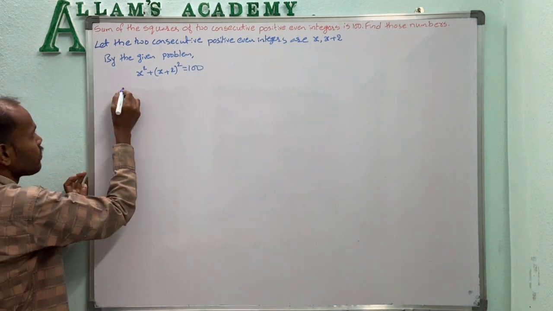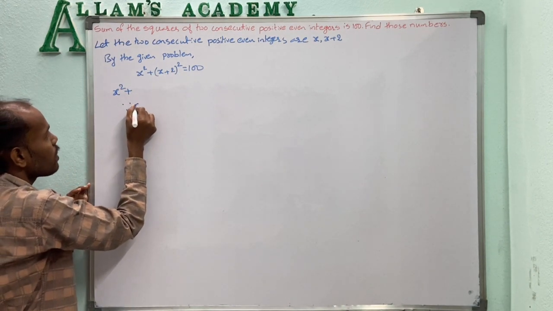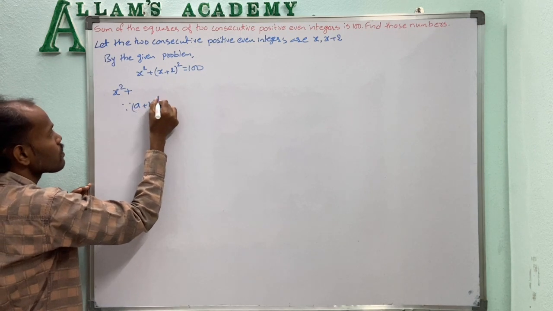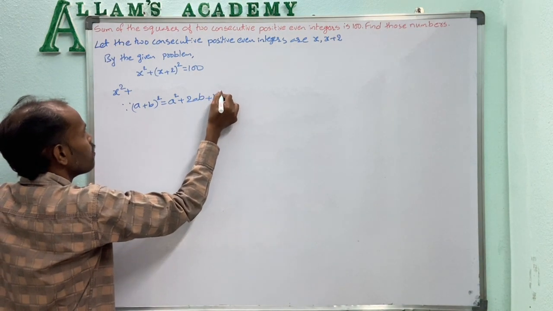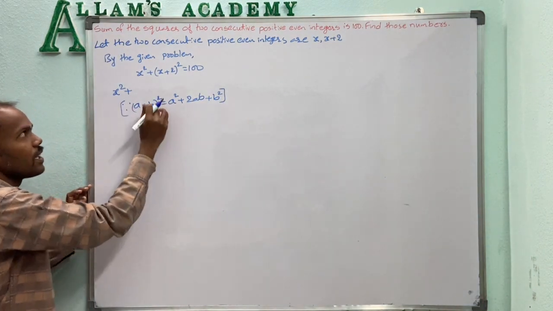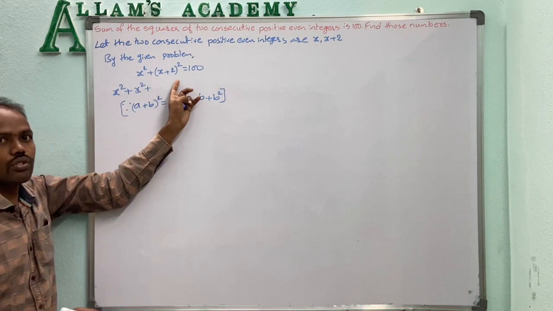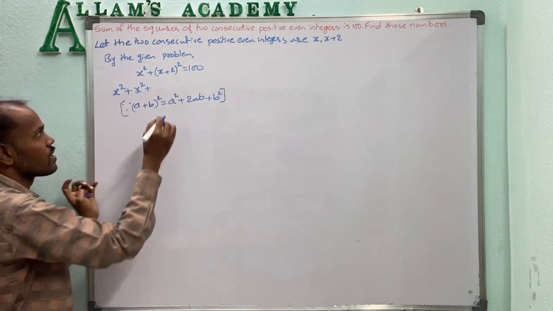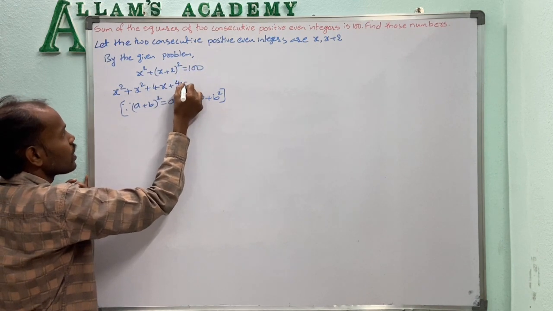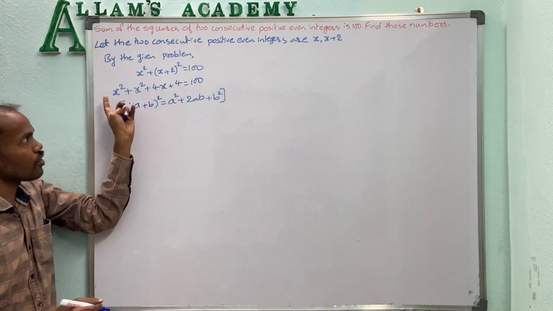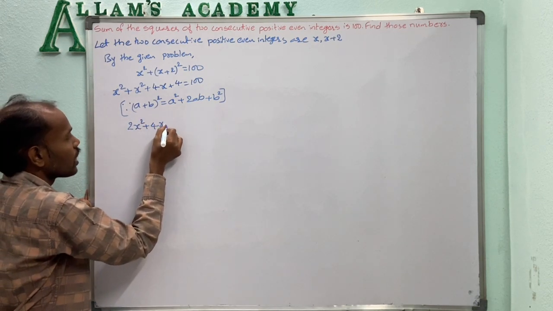Now here x square plus (x plus 2) whole square. It is in the form of (a plus b) whole square, which is equal to a square plus 2ab plus b square. So here a is x and b is 2. So a square is x square, plus 2ab, that is 2 into x into 2, which is 4x, plus b square, that is 2 square, equal to 4, equal to 100. So x square plus x square, 2x square plus 4x plus 4 equal to 100.